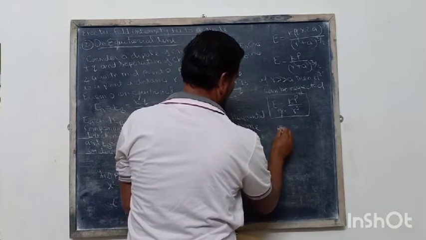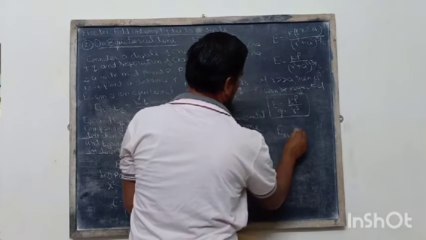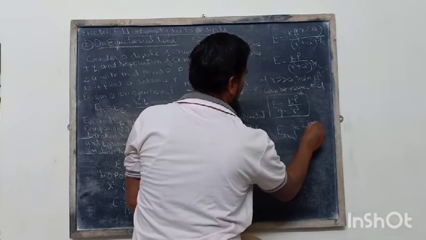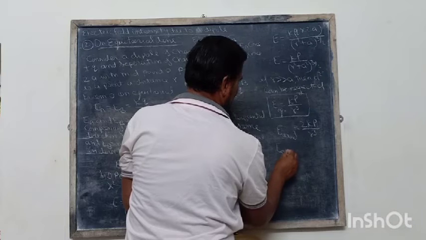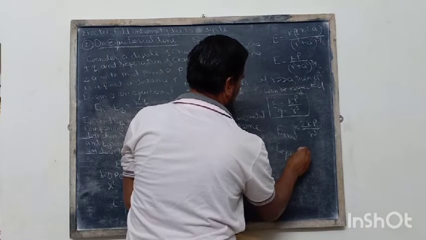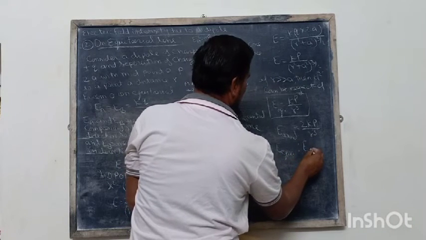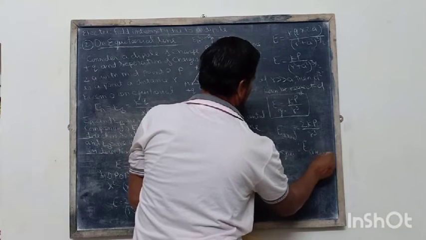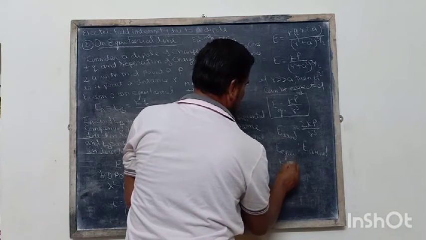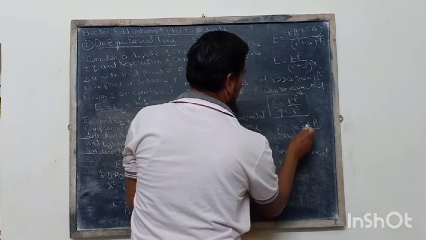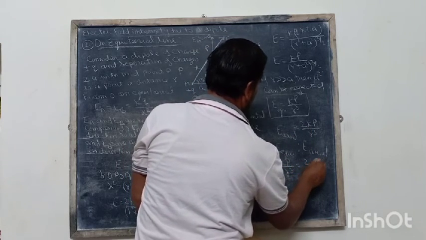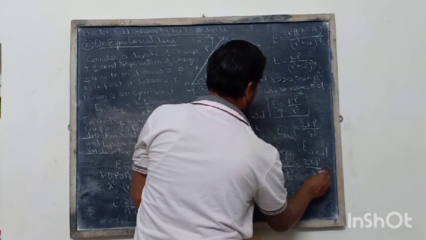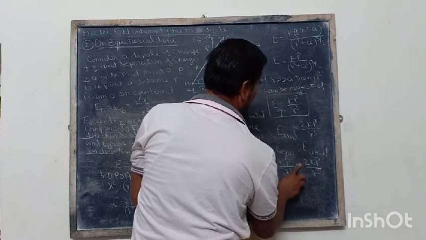And we derived for the axial line 2kp upon r cubed. So the ratio of E equatorial to E axial means kp upon r cubed to 2kp upon r cubed, which means the ratio is 1 to 2.